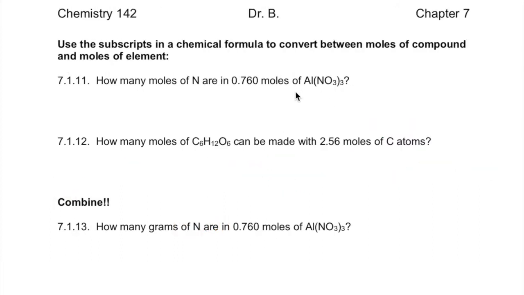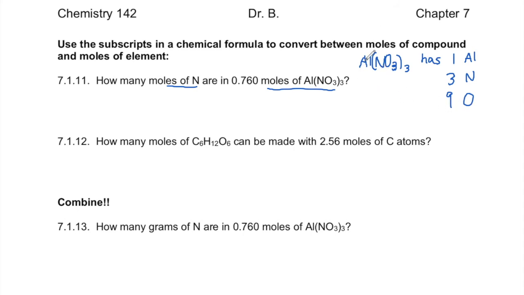Let's go ahead and look at these problems where we can figure out the relationship between moles of a certain atom and moles of a compound. So when you're calculating the molar mass of aluminum nitrate, you add up that aluminum nitrate has 1 aluminum, 3 nitrogen, and 9 oxygen.